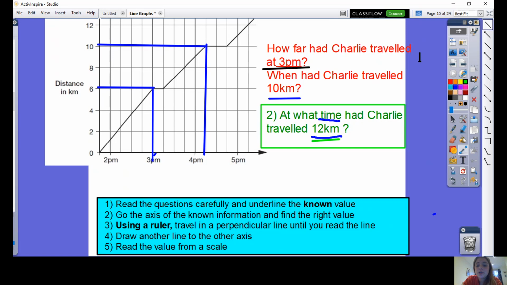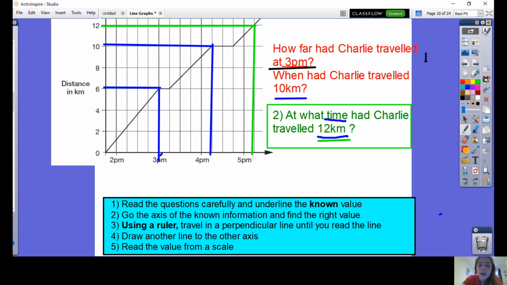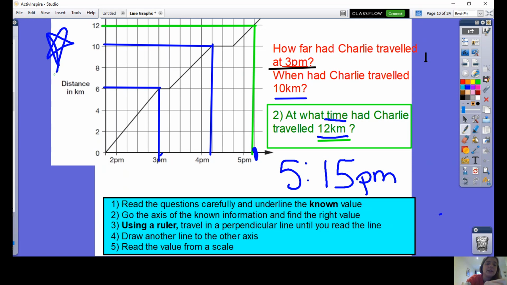So for your one, you knew the 12 kilometres. That means you're starting on your y-axis from 12 to the line. From where you've met the line, you're going to draw your second line down to the x-axis. You can see that's slightly after 5, so that's 5:15 p.m. Remember, each smaller increment is 15 minutes. If you got that answer, well done. If you got a different answer, please go back and re-watch from the beginning of this page as I go through all of the steps showing you what to do.